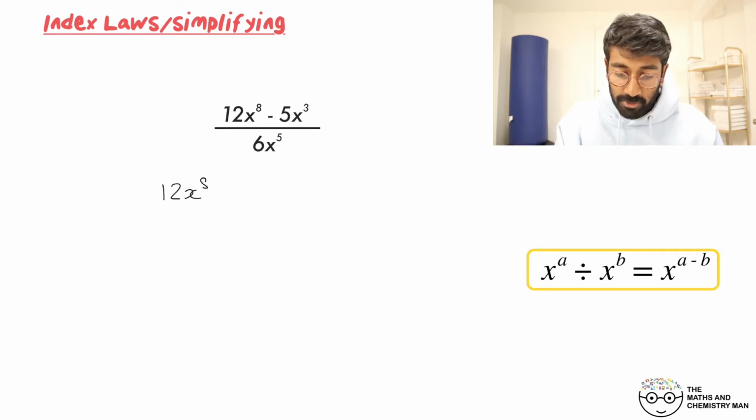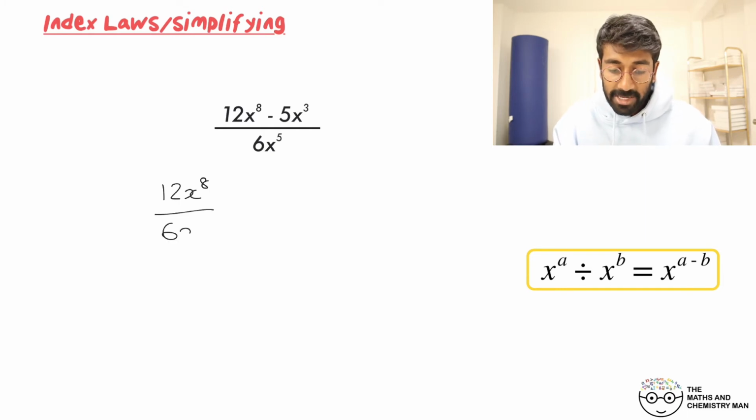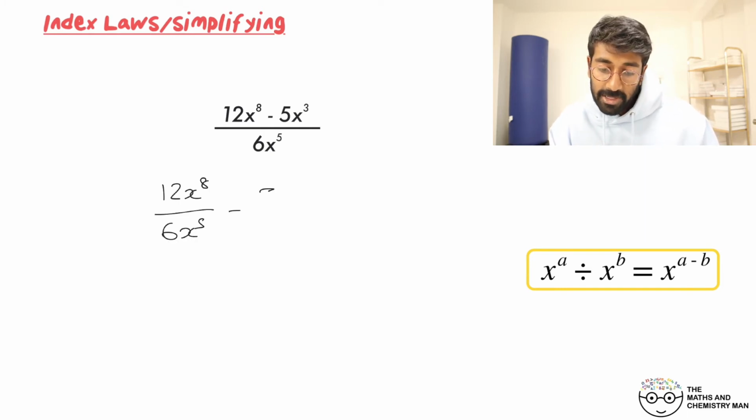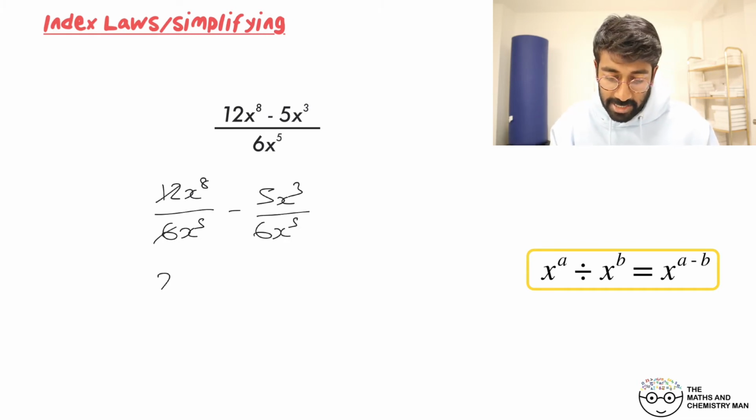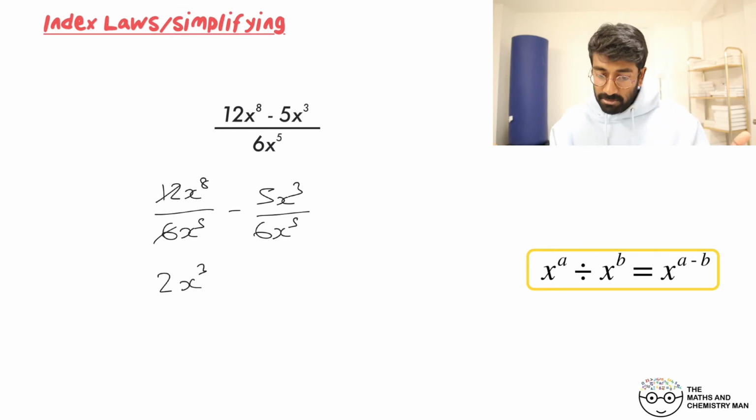This one again, 2 terms. Let's break it into 2 fractions. So 12x to the 8 over 6x to the 5, and then 5x cubed over 6x to the 5 again. Okay, let's get dividing. So 12 divided by 6 there. That's going to give us 2. And then take away the powers. x to the 3. Nice and easy.